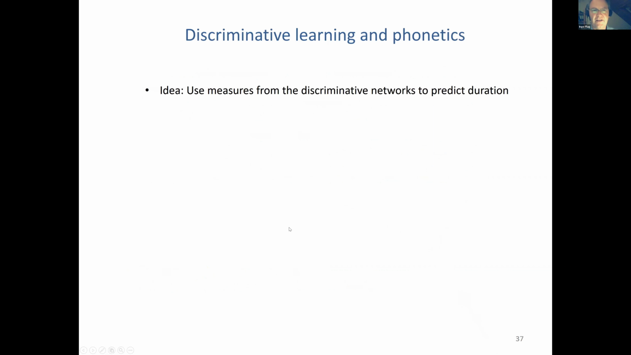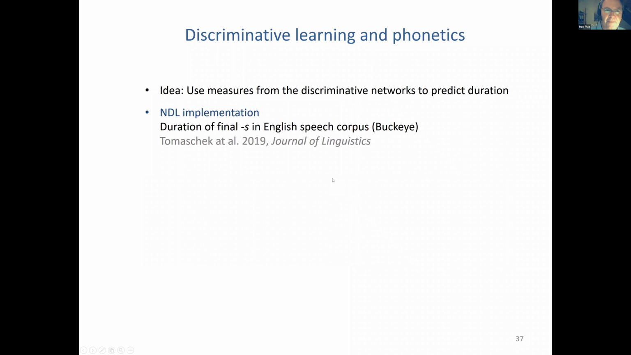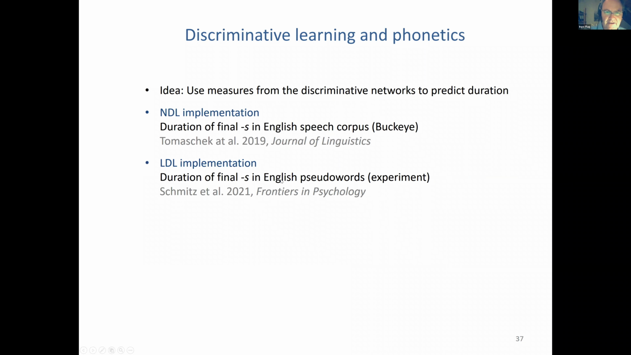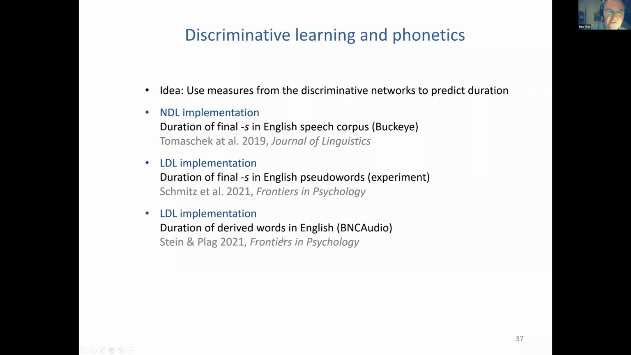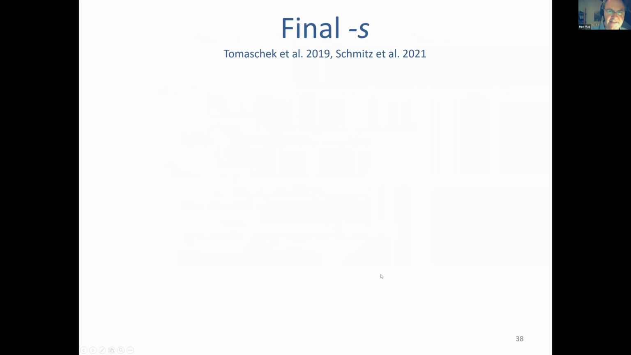Okay, now, how do we use this? We use the measures from the discriminative networks to predict duration. We did this in 3 papers, first on the duration of final S in a speech corpus, and then the duration of final S in English pseudo words. That was an experimental study. And finally, the duration of derived words in English using the BNC audio as a data source.